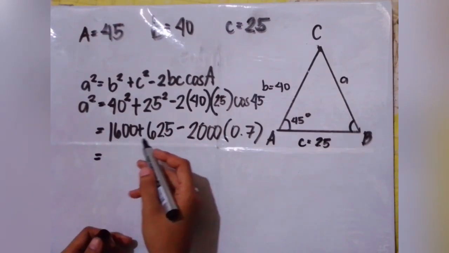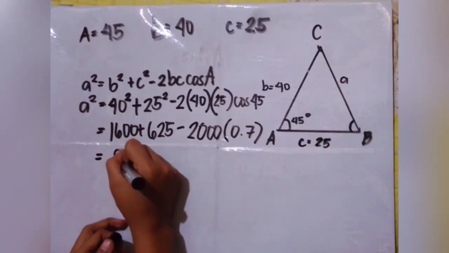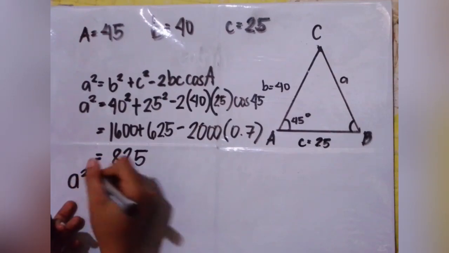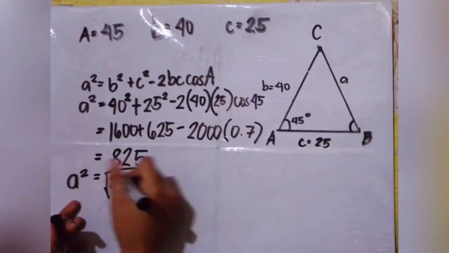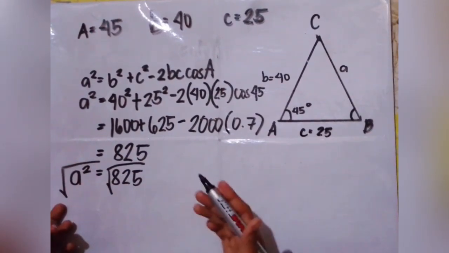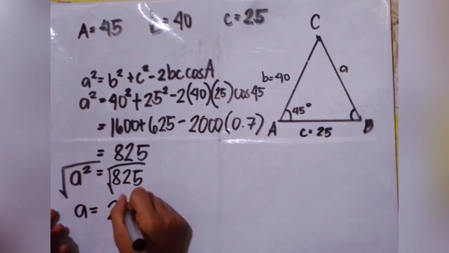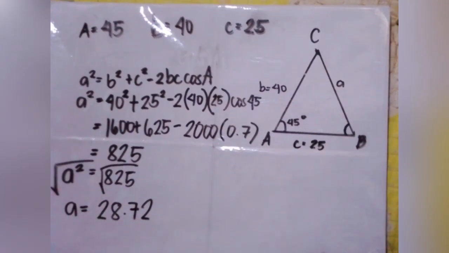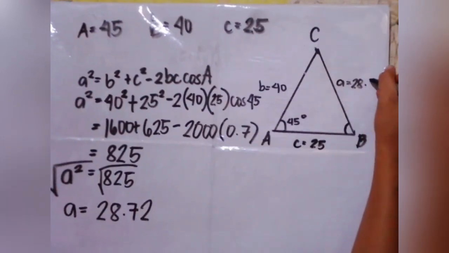1,600 plus 625 minus 2,000 times 0.7 equals 825. A squared is equal to 825. Take the square root of both sides and solve for side A. Side A is equal to 28.72. Our side A is equal to 28.72.